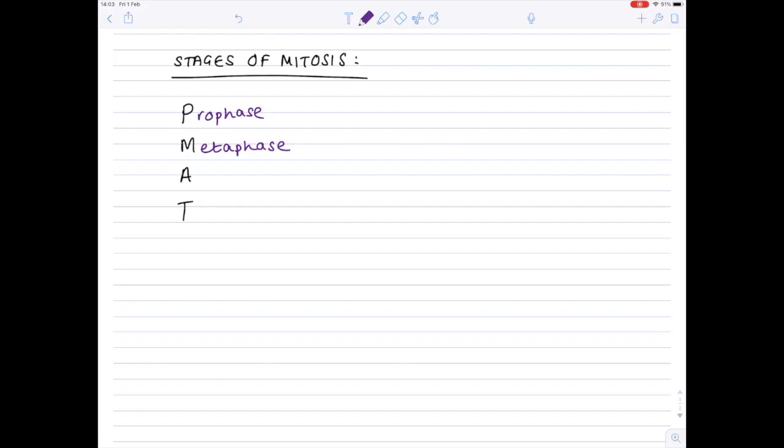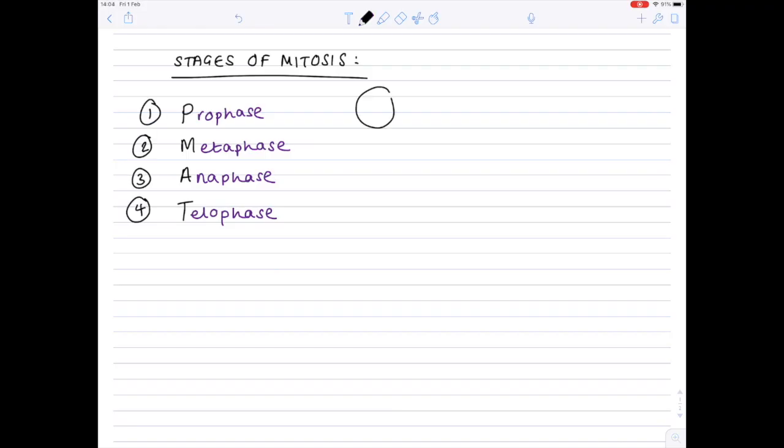But there are various stages of mitosis you need to know. And I like to use PMAT to help me remember this. So P stands for prophase, M stands for metaphase, A stands for anaphase, and T stands for telophase. And you need a brief summary of what happens in each stage.